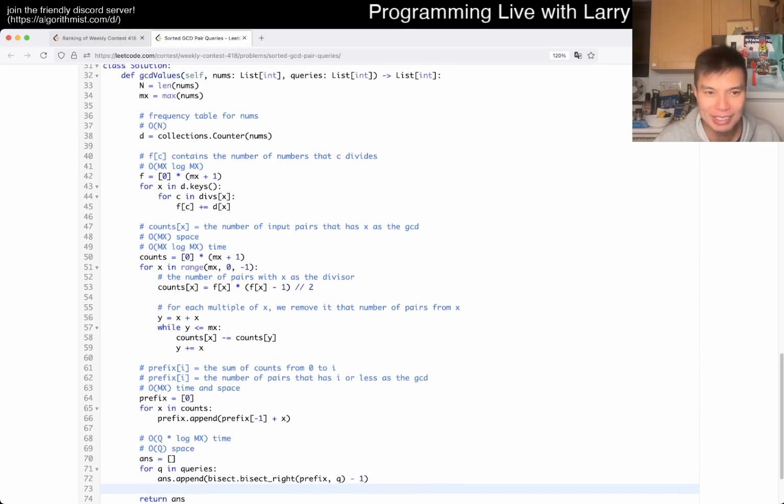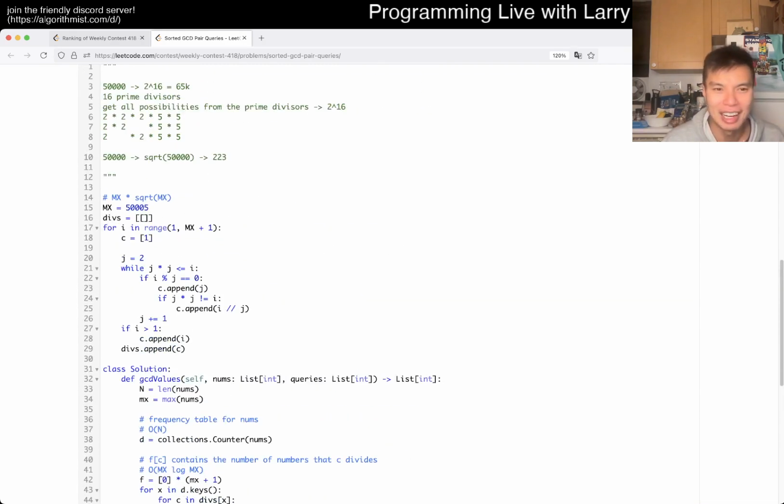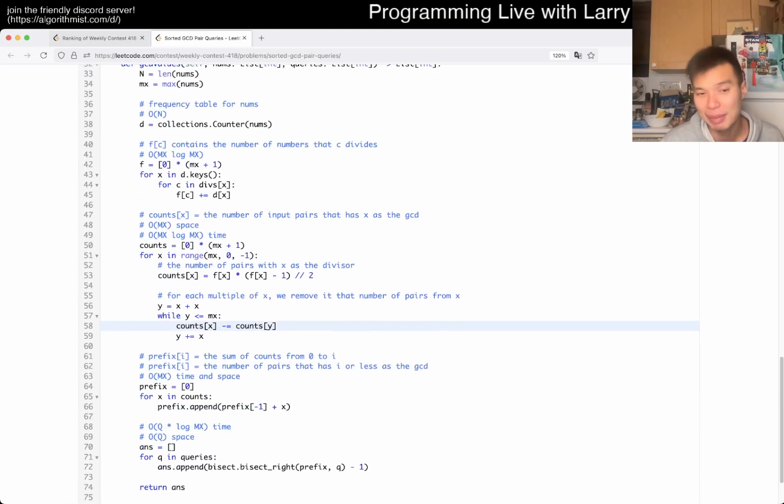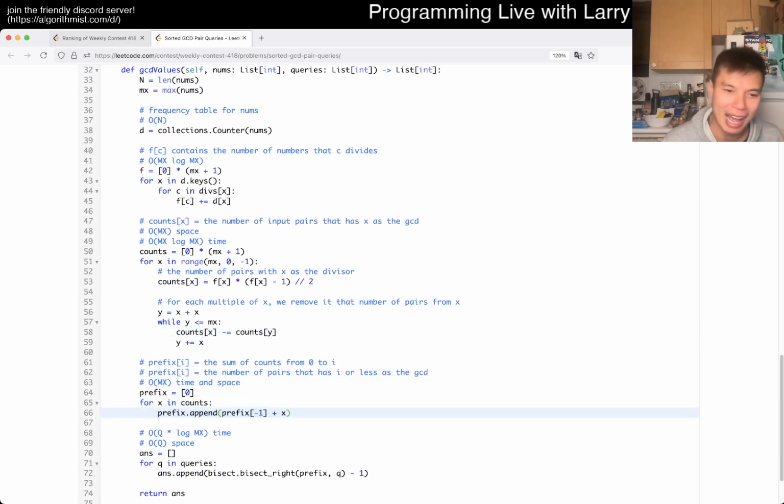A lot of things going on here, like I said. I don't think it's weird that I need to do this square root divisor strategy and the sieve calculation strategy, which is mx log mx, at the same time, and then on top of that you have to do a prefix sum and a binary search. So pretty tricky problem, pretty tricksy.